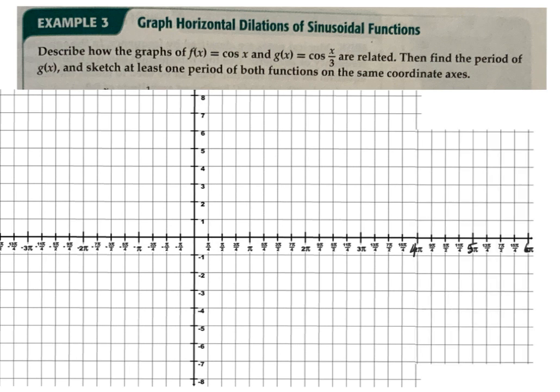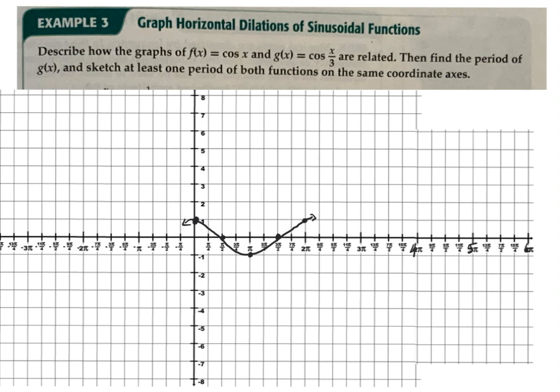If I were to graph my standard cosine function, I'm going to start at positive 1, right? At pi over 2, I will be at 0. At pi, I'll be at negative 1. At 3 pi over 2, I'll be at 0. And then at 2 pi, I'll be back at 1. And so it's going to look like this. One cycle. There he goes.